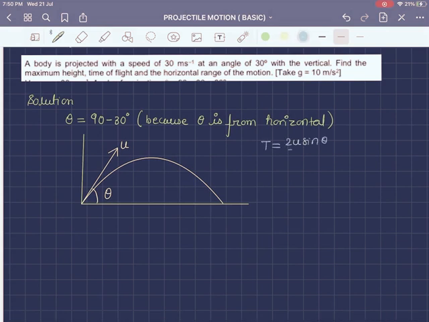So now just use the formula and put in the values, which is going to be 2 into 30 into sin 30 divided by sin 60 divided by g. Now the answer you are going to calculate by yourself. Now let's move on to H. Same thing, use the formula and put in the values.